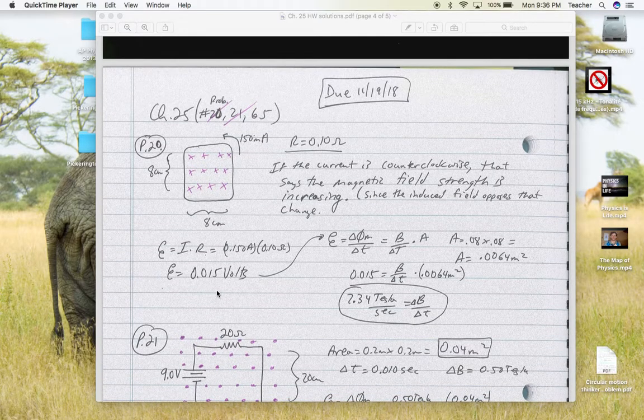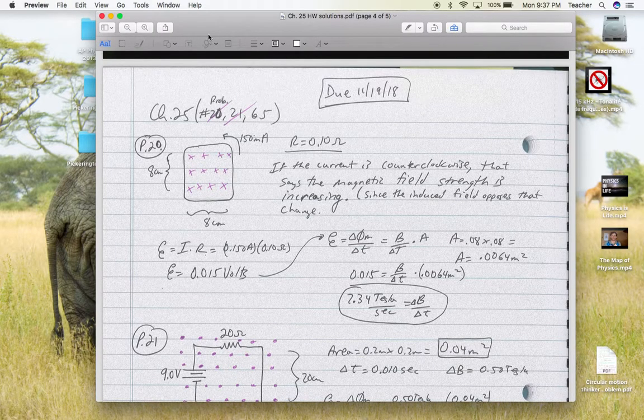We can figure out the EMF from Ohm's law, I times R. So 150 milliamps is 0.15 amps, times 0.10 ohms, that's 0.015 volts. We should recognize at this point that that's equal to the rate of change in flux per time. Well, that's going to be the field strength change per time multiplied by the area. Actually, I wrote that wrong. It should be delta B over delta t.